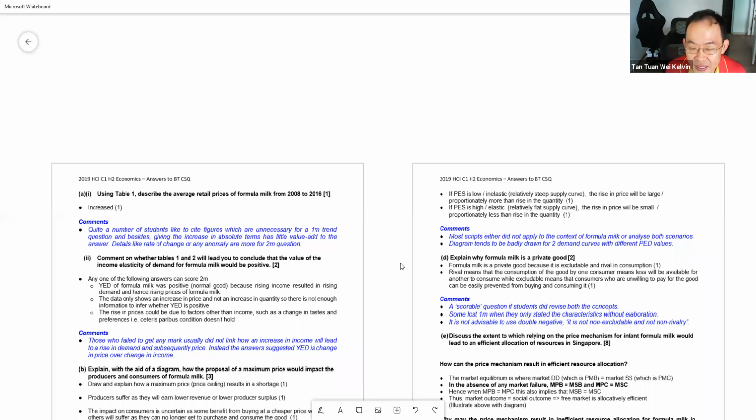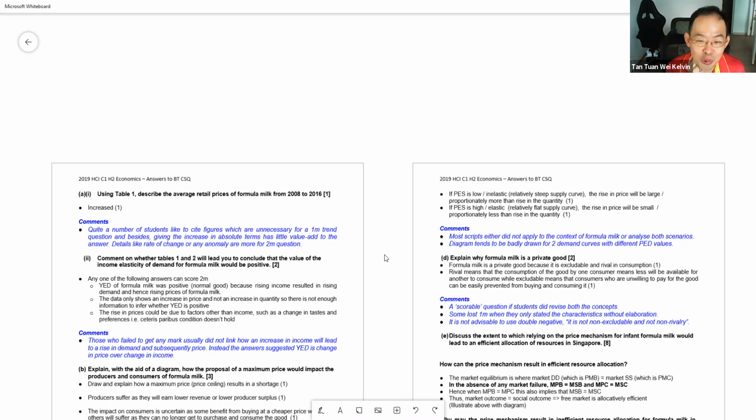For part 2, take note that for YED, in table 2, income has increased. So if formula milk is a normal good, that means if the YED is positive, at least a normal good, the demand should increase. So the point is that when the demand increases, ceteris paribus, you should expect the price to increase.